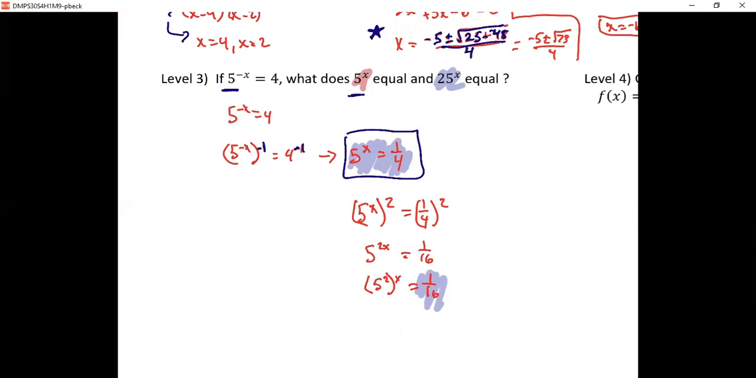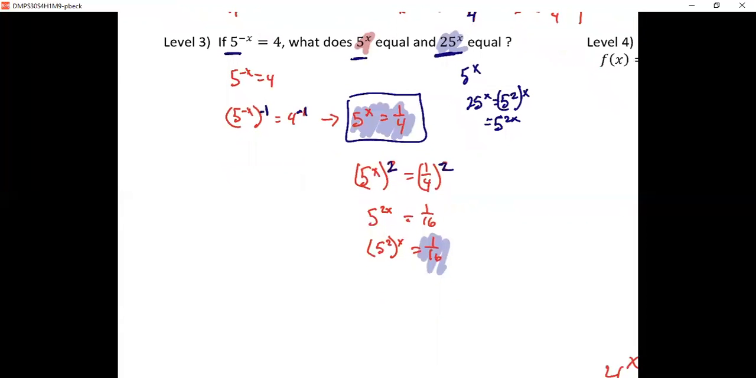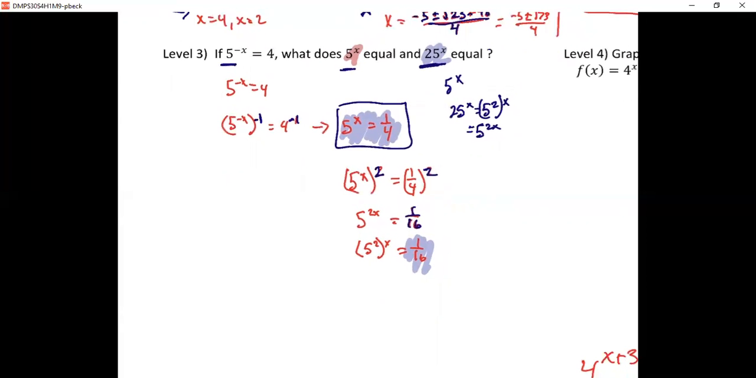Now, how do I get from 5 to the x to 25 to the x? Well, 25 to the x is equivalent to 5 to the 2x. So what I can do is on both sides, I can square both sides, so I get that 5 to the 2x power. So if I square 1/4, I get 1/16, and there's my answer.